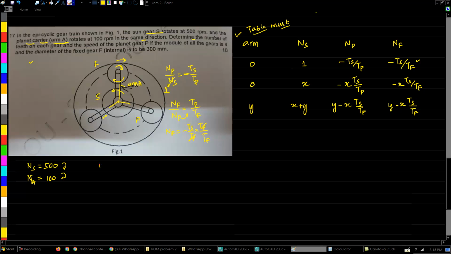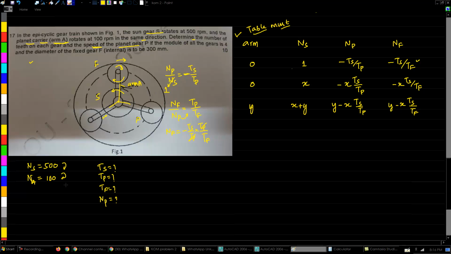So we'll have to find the number of teeth on the sun, the number of teeth on the planet, and the number of teeth on the outer annular ring, F. And he also wants us to find the speed of the planet gear P. So NP is also something he wants us to find. All these are the things he is asking us to find. And after asking us to find a lot of things, he is again coming to some given data.